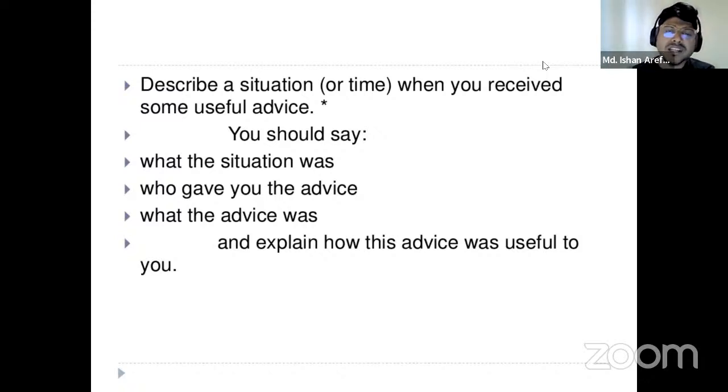And then, who gave you the advice? You can say your father, your friend, or a teacher gave you the advice. You can say you should make the best use of time. So that's the advice. Whatever the advice was, your father gave you the advice that you should make the best use of time whenever it is possible. Do not waste time. Maybe that's the advice. Or you can say that my teacher said being ethical is very important.